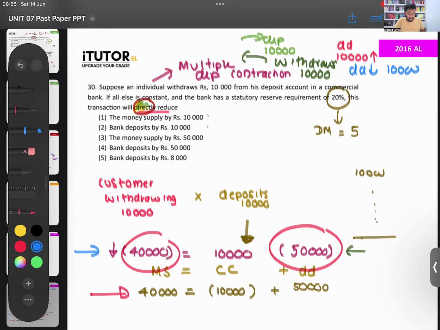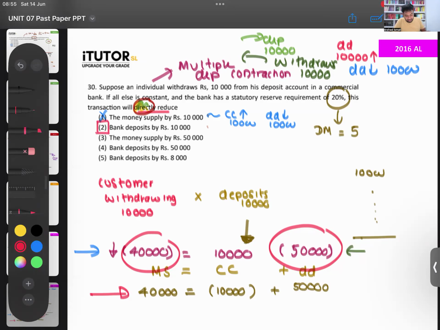Money supply will reduce by 10,000. No, money supply will actually stay constant because the direct impact is customer withdraws 10,000 now, currency held by public increases by 10,000, demand deposits fall by 10,000. So money supply can't change. So then not one. Bank deposits reduce by 10,000, and that could be your answer.